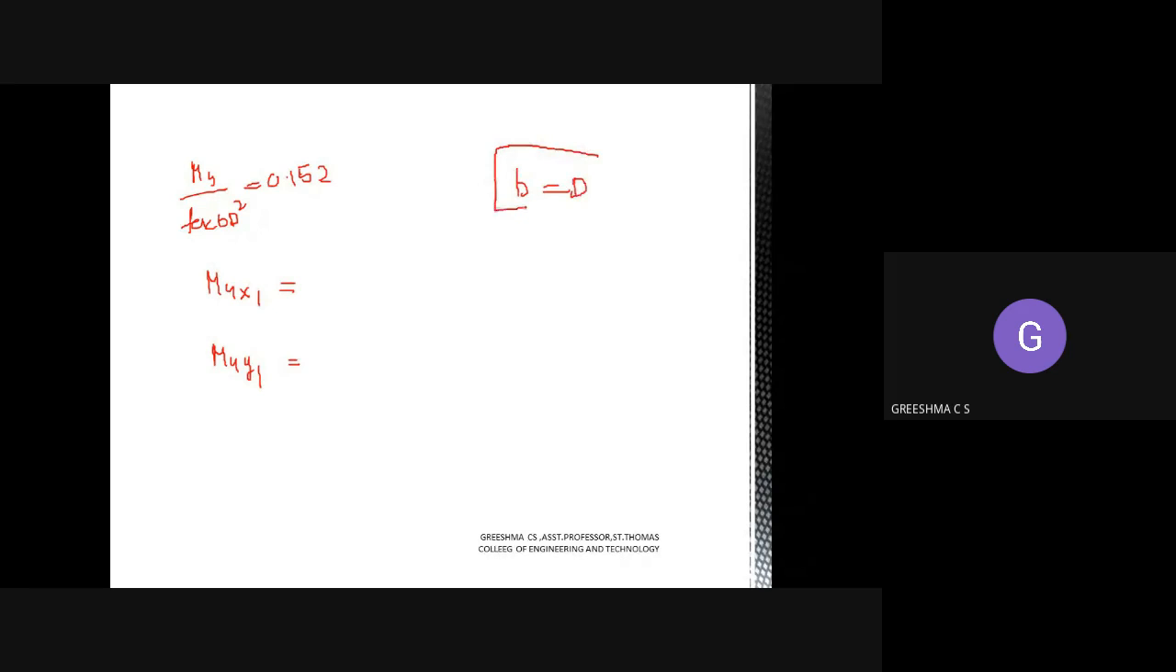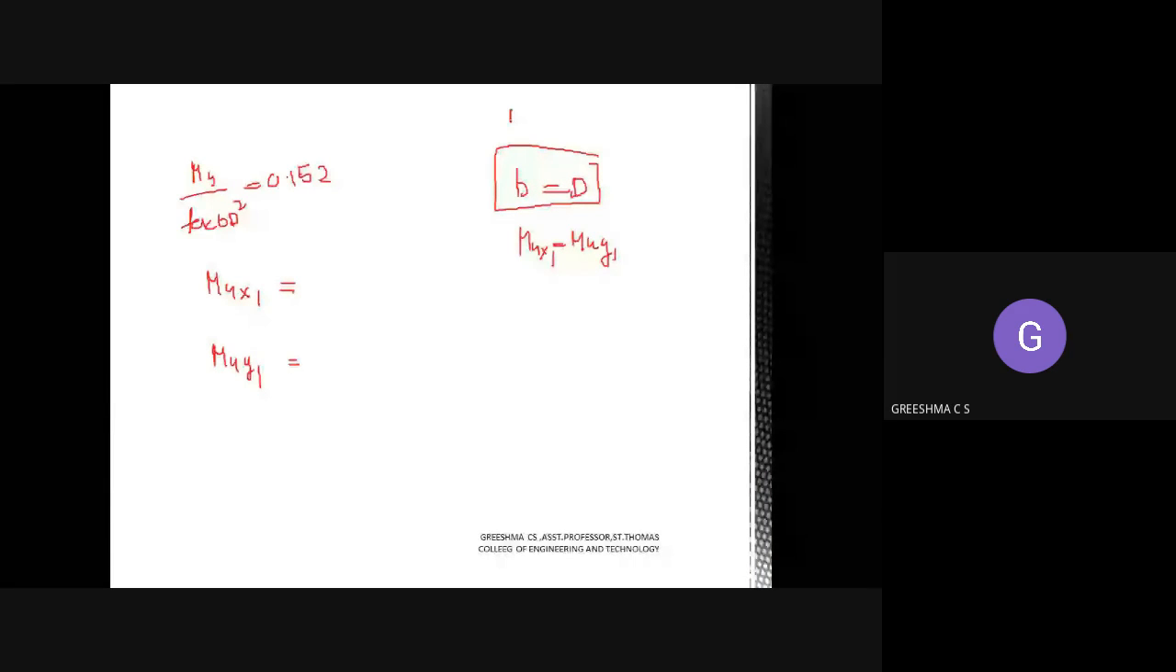Moment capacity along the x direction and moment capacity along the y direction. Here B is equal to D. This is a square column. So Mu x1 will be equal to Mu y1. The moment capacity along the x direction and along the y direction will be equal. Why? Because B is equal to D, this is a square column, so the parameters will be the same.